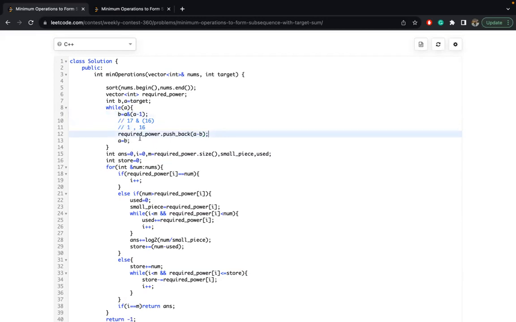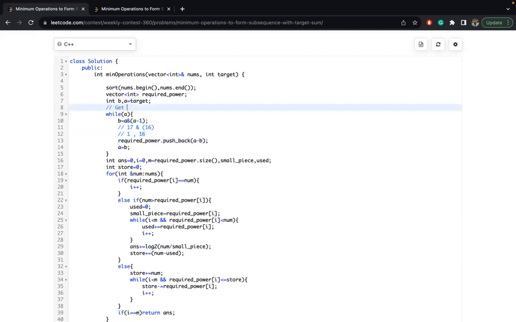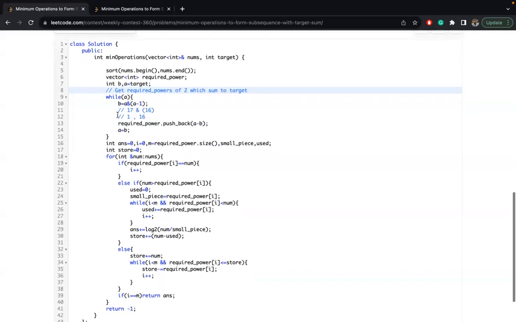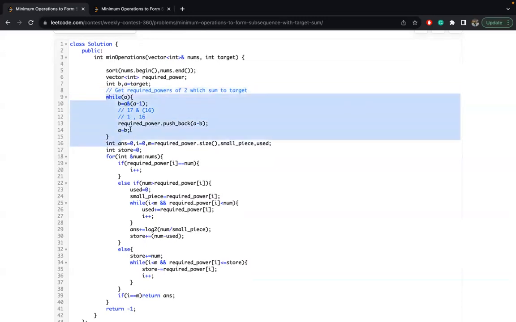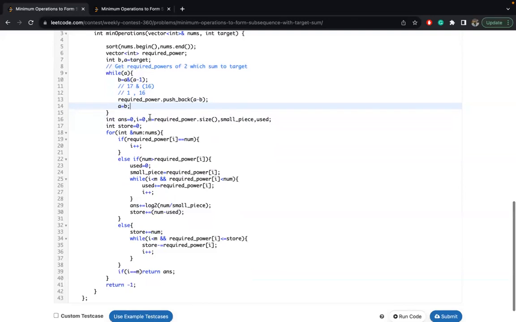Okay, so this is to get the required powers of 2 with sum equal to target, using bitwise operation obviously. So here we are just finding the minimum number of powers of 2.